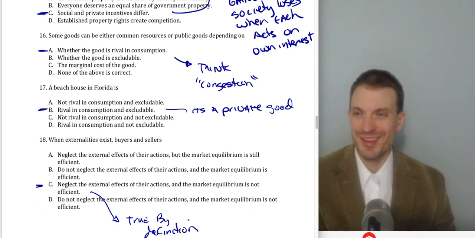Beach house in Florida, it's rival, right? So if one person's in the beach house, somebody else can't be. It's excludable. You have to own it or rent it. So it's definitely a private good.